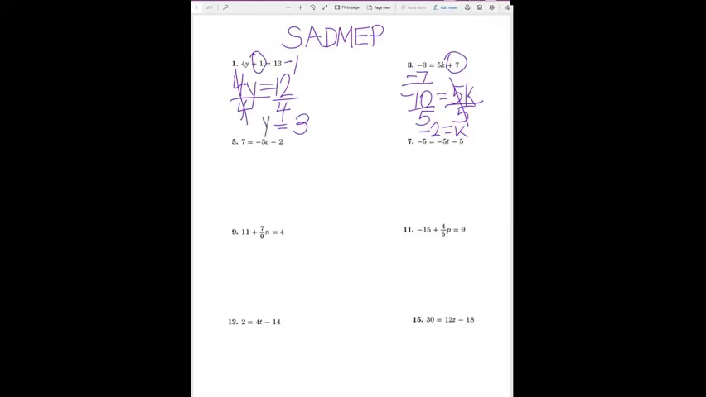Let's try number 5. 7 equals negative 3c minus 2. Using SADMEP, let's see if we have any subtraction. We do have subtraction. Let's circle the minus 2. When we move the minus 2 to the other side, we're going to change it to plus 2 because that's the opposite. 7 plus 2 equals 9. Bring down your negative 3c.